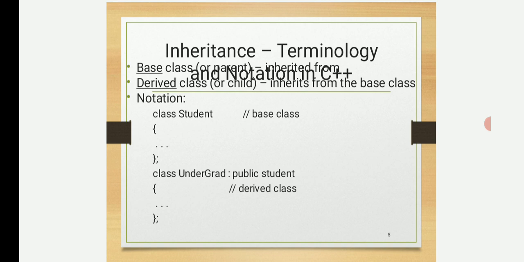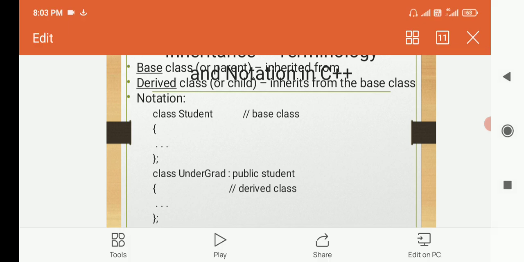Class is a keyword, and student is a base class name. Within the curly brackets we have to give the member variables and functions. After that we have to create the derived class. Here I am creating a class undergrad, which is a derived class name.